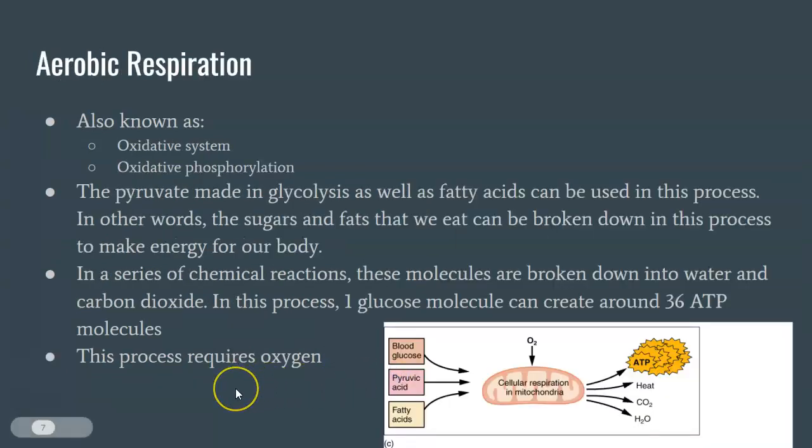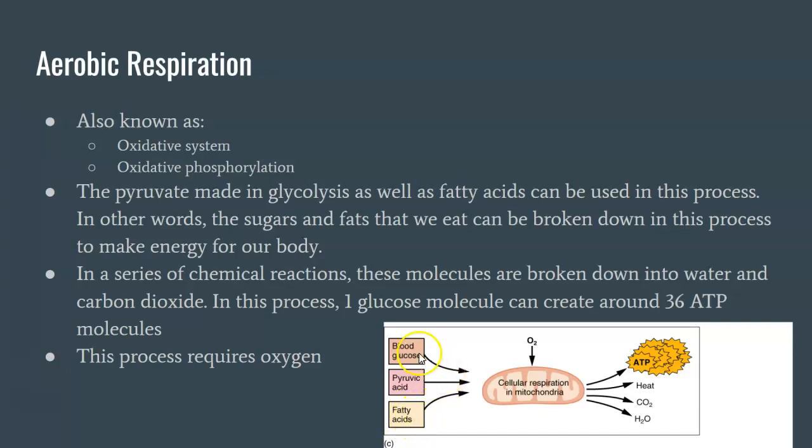All right, and then finally, aerobic respiration. A few also known as phrases. You might see oxidative system, or you might see oxidative phosphorylation. Some pretty big words, I know, but let's just try to break down what's happening here. So we have a few things that can be used in this energy system. We can use the glucose, we can use pyruvic acid, we can use fatty acids.